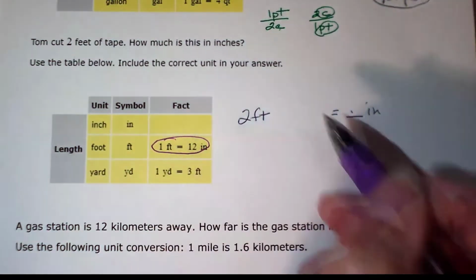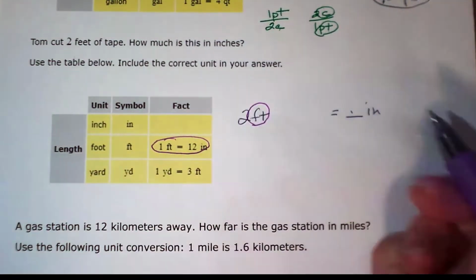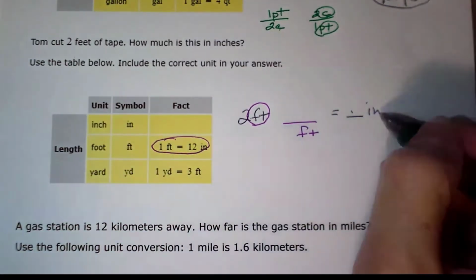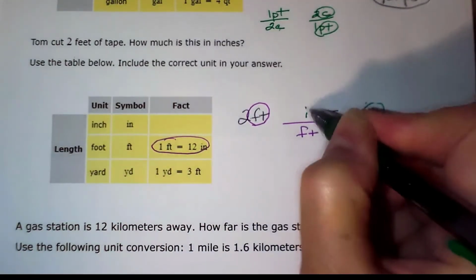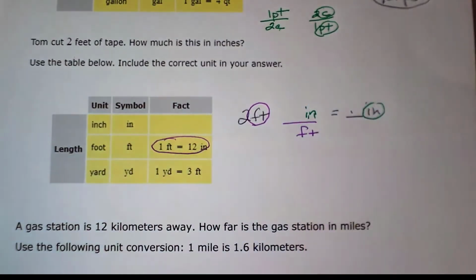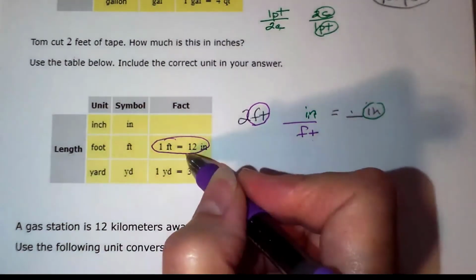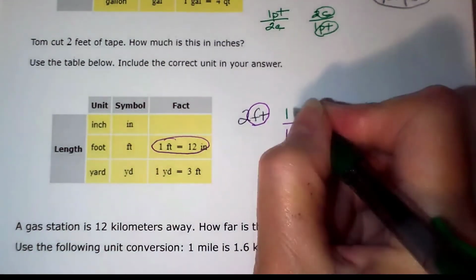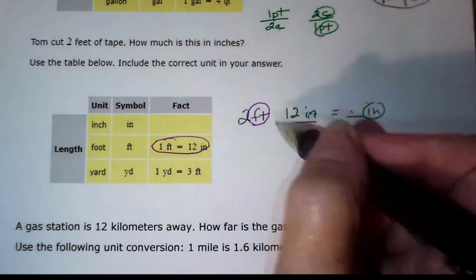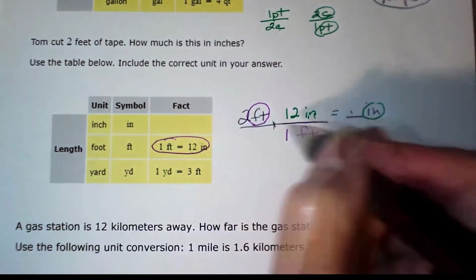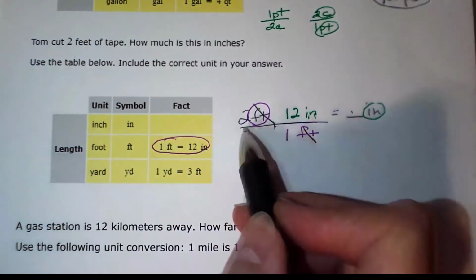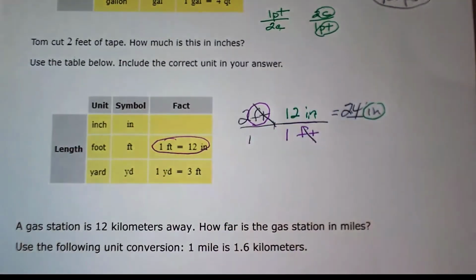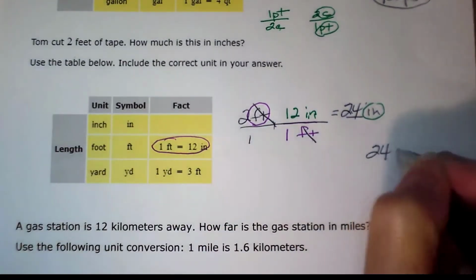So if I'm switching from feet, I want feet on the bottom. I'm switching to inches, so I want inches on the top. So when I set this up, I need feet on the bottom, which is 1 foot equals 12 inches. And now I multiply. I can cancel the feet. 2 times 12 is 24. 1 times 1 is 1. So I have 24 inches.